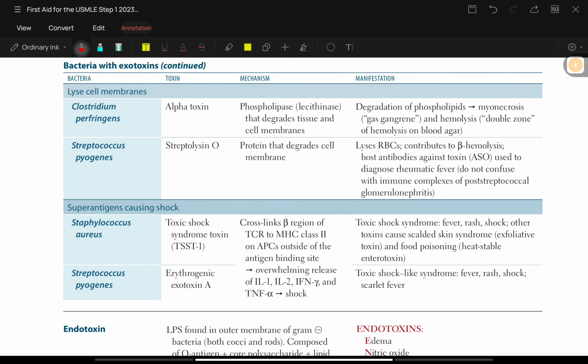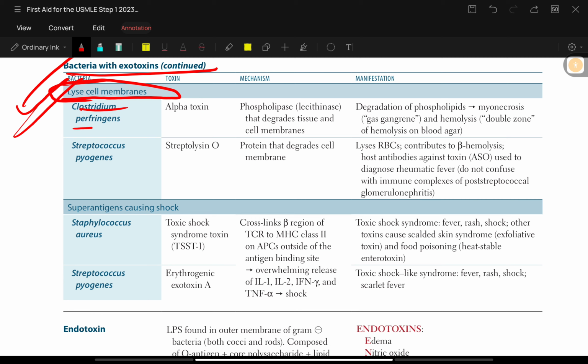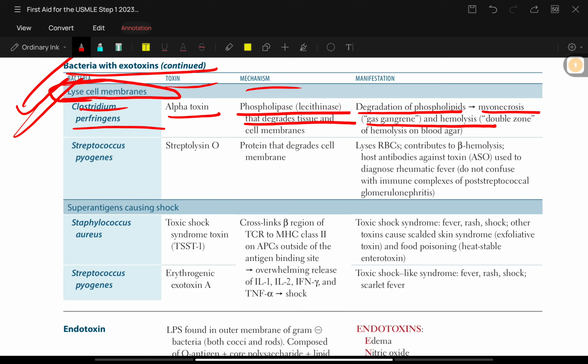So moving to the next, we have bacteria with exotoxins. Continue. The bacteria that lyses the cell membrane is Clostridium perfringens. The toxin produced is alpha toxin. The mechanism is phospholipase lecithinase that degrades tissue and cell membranes. Degradation of phospholipids causes myonecrosis, gas gangrene, and hemolysis. Double zone of hemolysis on blood agar.